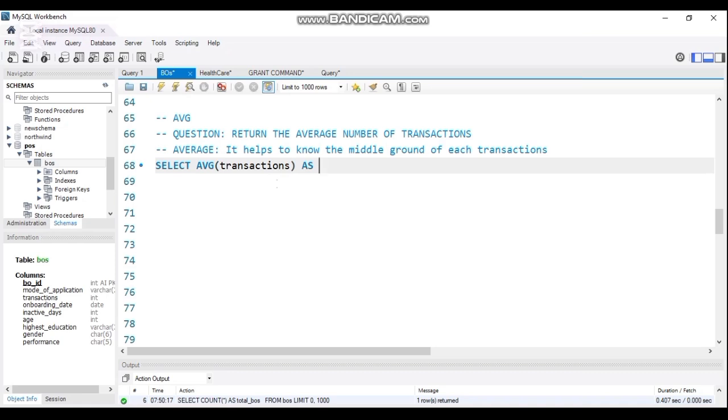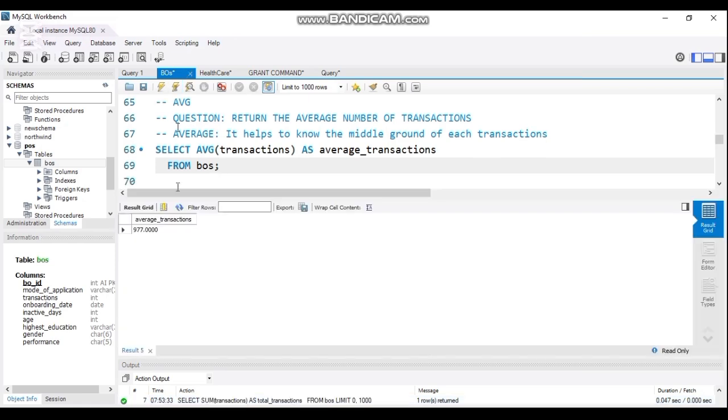Transaction as average transaction. That's what we are checking. We are checking the average transaction from my BOs table, to check the average transaction of my BO. I want to know the typical number of transactions this BO performs.